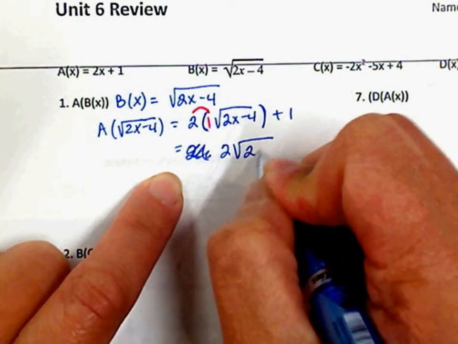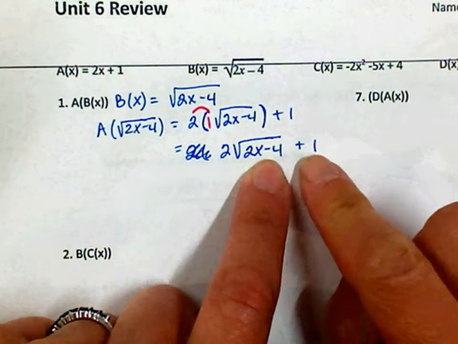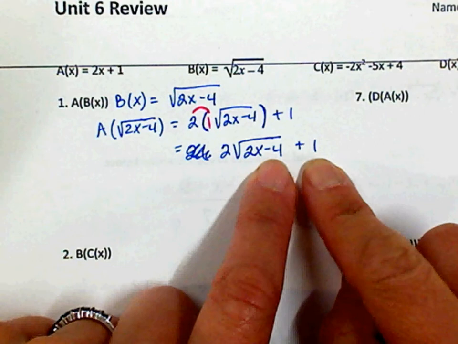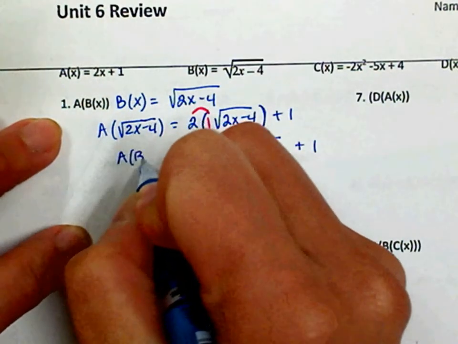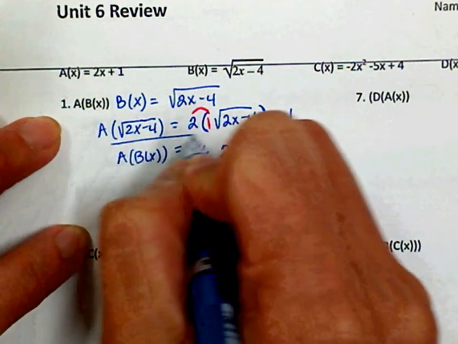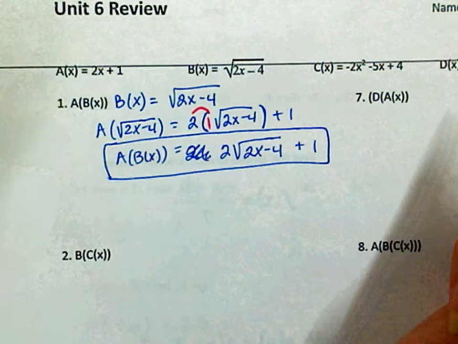Okay, let me rewrite it. Carry over your 2x minus 4. Bring down that plus 1. These guys cannot combine. One's under a square root, the other one is not. And there you have a of b of x. Okay, you are basically simplifying.